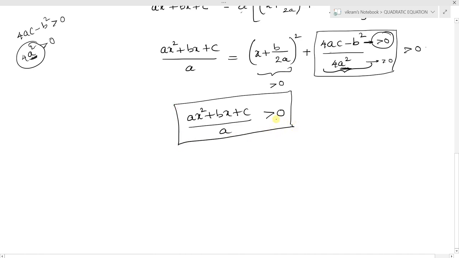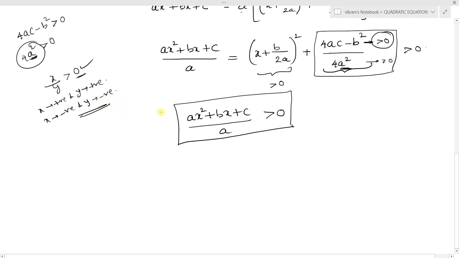Now when this happens, the ratio x by y is greater than 0. When x by y is greater than 0, it is only the case if x is positive and y is positive, then plus by plus is plus, that means greater than 0, or x is negative and y is negative. If x and y both are negative, then again it is greater than 0.